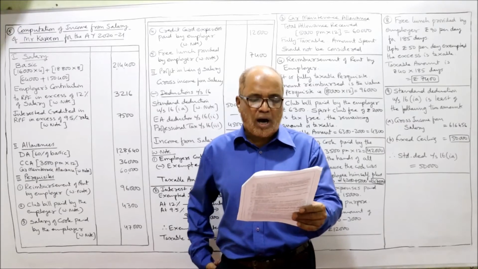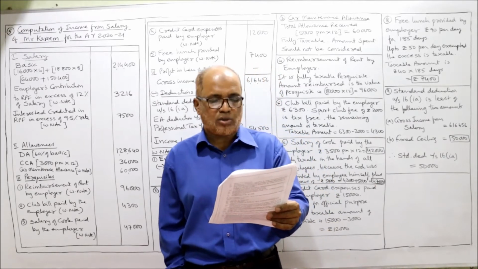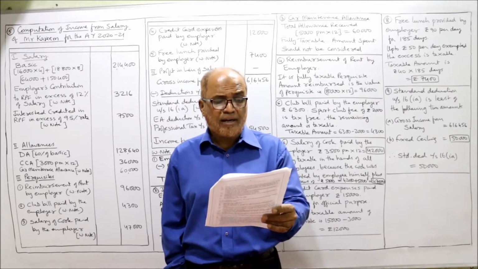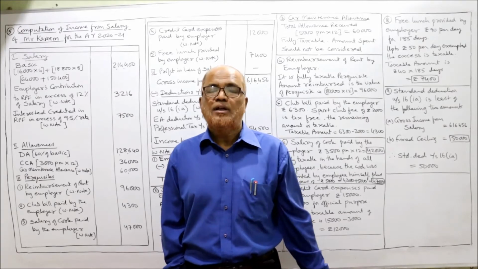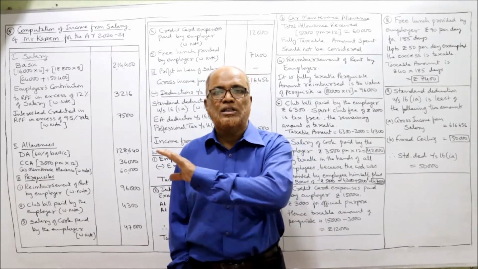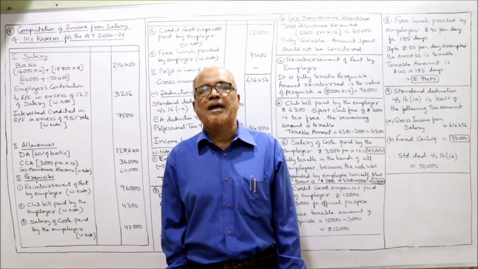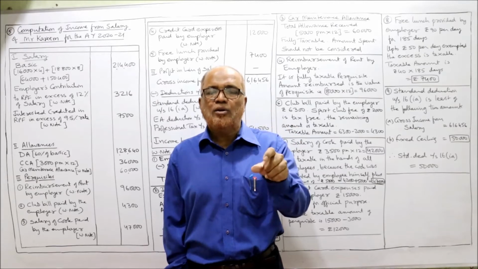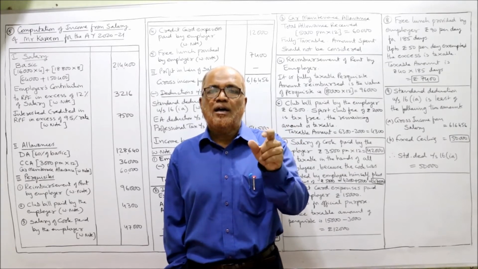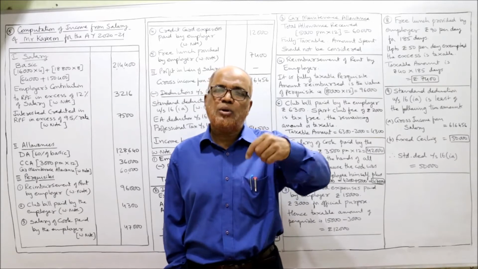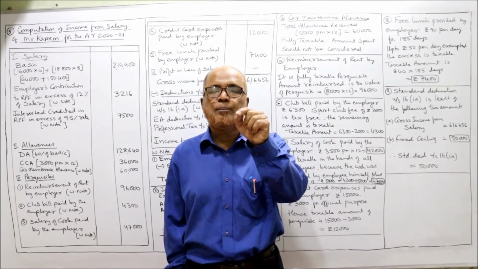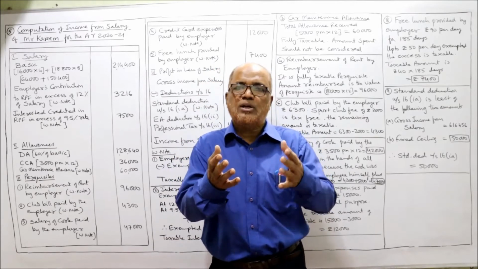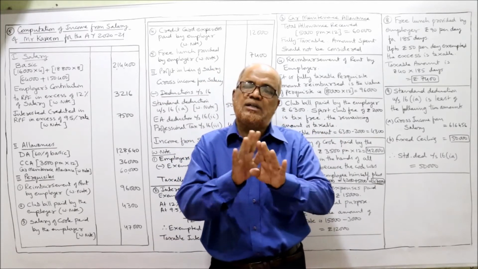Employer's contribution to RPF at 13.5% of basic pay. Interest credited to accumulated provident fund at 12% rate is 36,000. This point also we are first time coming across in the problems. In theory, I have explained you regarding RPF, Recognized Provident Fund. According to the provisions of Income Tax Act, employers' contribution to RPF is exempted up to 12% of salary. If the employer is contributing to RPF up to 12%, it is exempted.